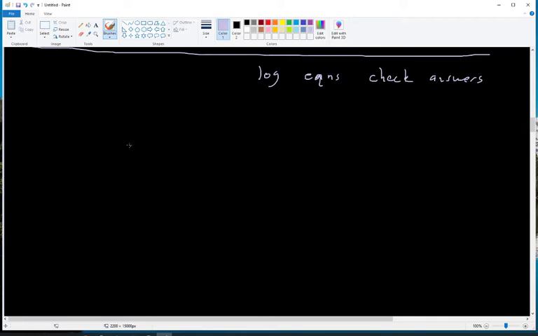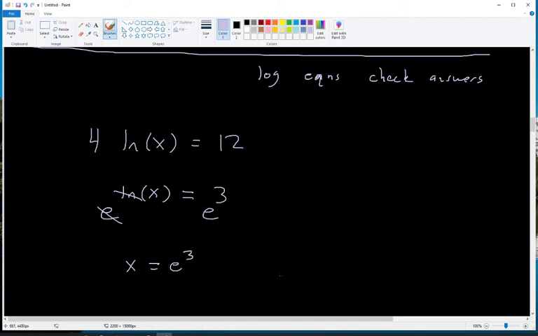So our first one we'll take a look at is, what if we have the log equation 4 natural log of x equals 12? So the first thing I'm going to do is divide the 4 across. 12 divided by 4 is 3. So I get natural log of x equals 3. We want to remember natural log is base e. So if I raise both sides to exponential base e, this cancels, I get x is e cubed.